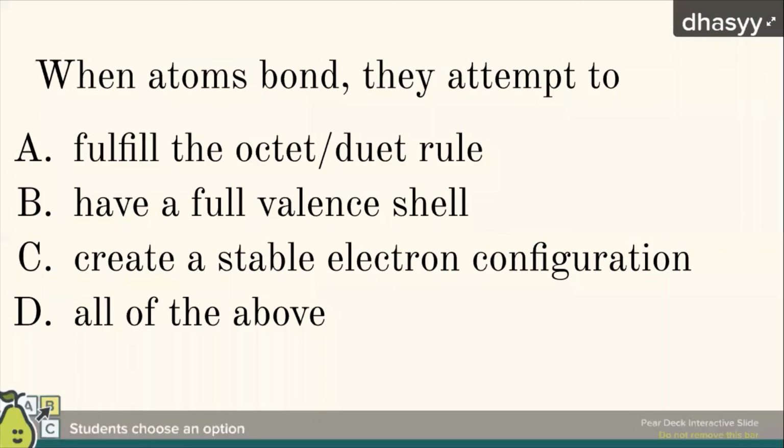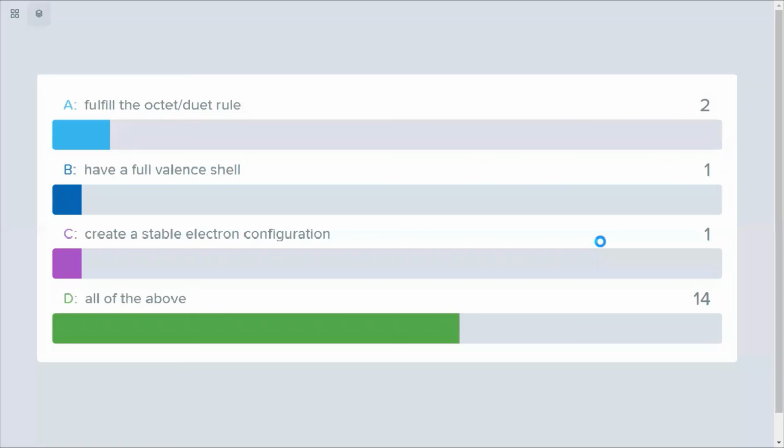All right, so let's do some practice then. Then I'll show our responses because as you can see, we're all over the place, right? And that's a good thing because some of these statements are true. To fulfill the octet or the duet rule, which is something we just said, they want 8, but some of them can live with 2. Then second, have a full valence shell. Remember, that's where the octet and the duet come from. Either they want 8 or they want 2. Then lastly, create a stable electron configuration, which is what happens. They bond to become stable, and these are the reasons behind what makes them stable.